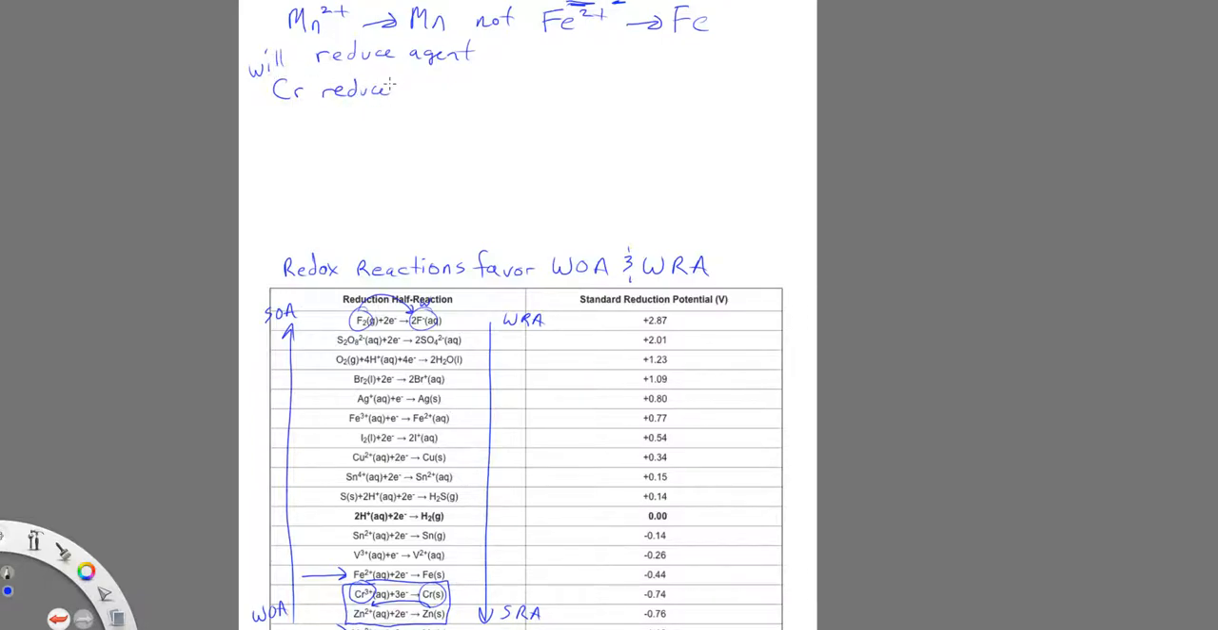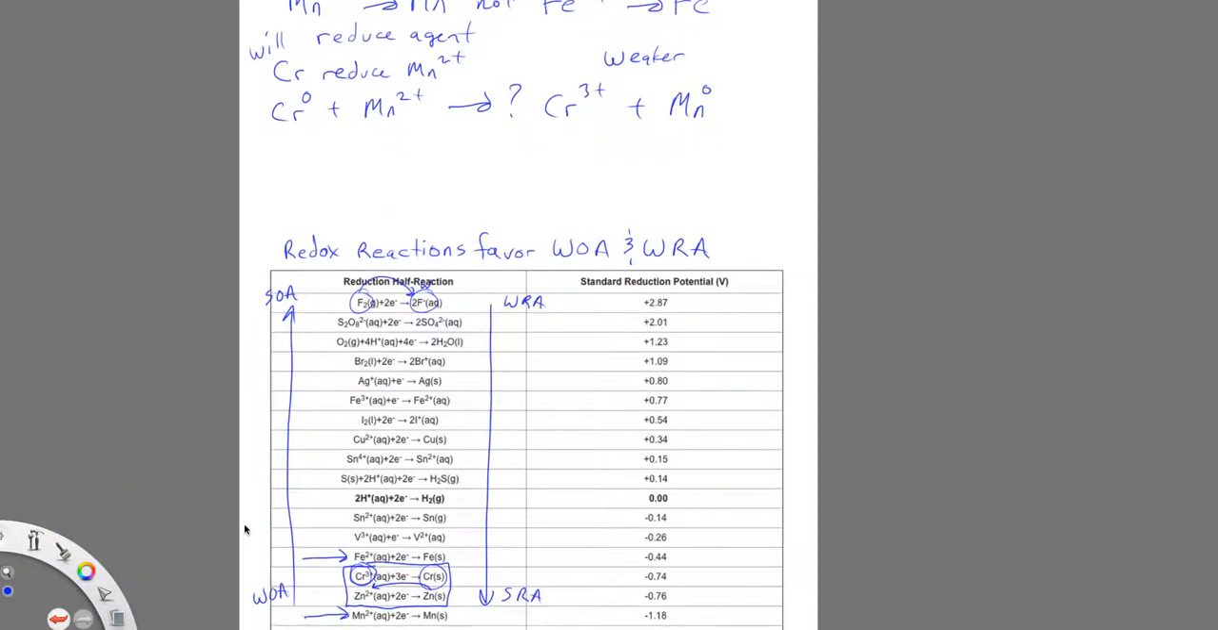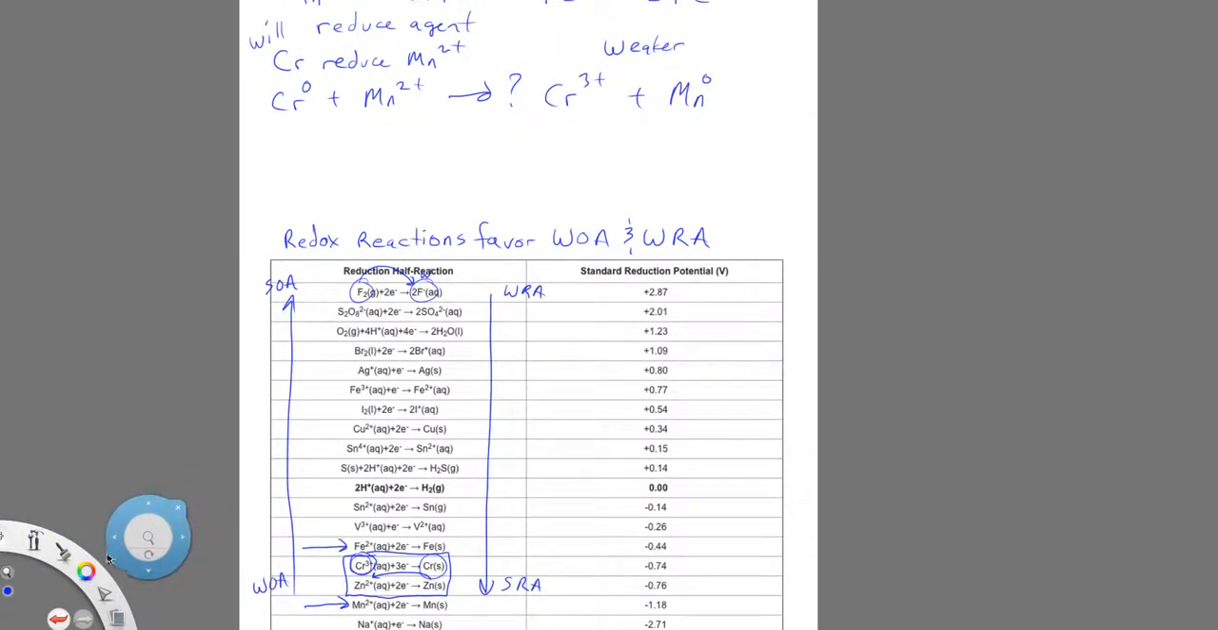will chromium reduce manganese 2? Will that work? Will this reaction happen? Will it go? So what would we produce? Well, we would produce chromium 3 plus manganese, the element, manganese zero. Will that reaction occur? Well, it will occur if these are weaker. So is this a weaker oxidizing agent? Chromium 3, is that a weaker oxidizing agent than manganese 2?